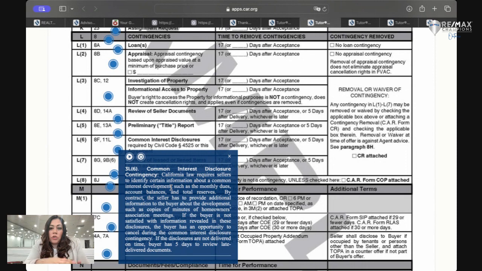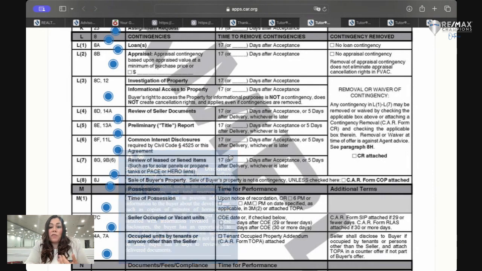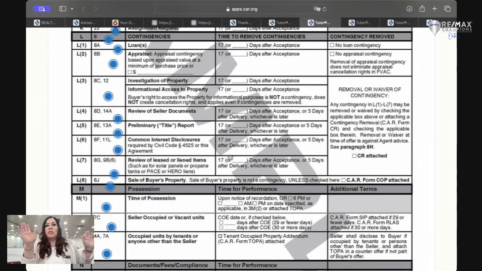Common interest disclosures. So this would be like HOA. You want to make sure that you receive all of the disclosures, not just a portion or an old one. Because some sellers are like, well, I still have mine from when I bought it 3 years ago. Those don't count anymore. Things changed. So you want to make sure you're ordering your HOA on time and receiving it on time to give your clients enough time to review those documents.